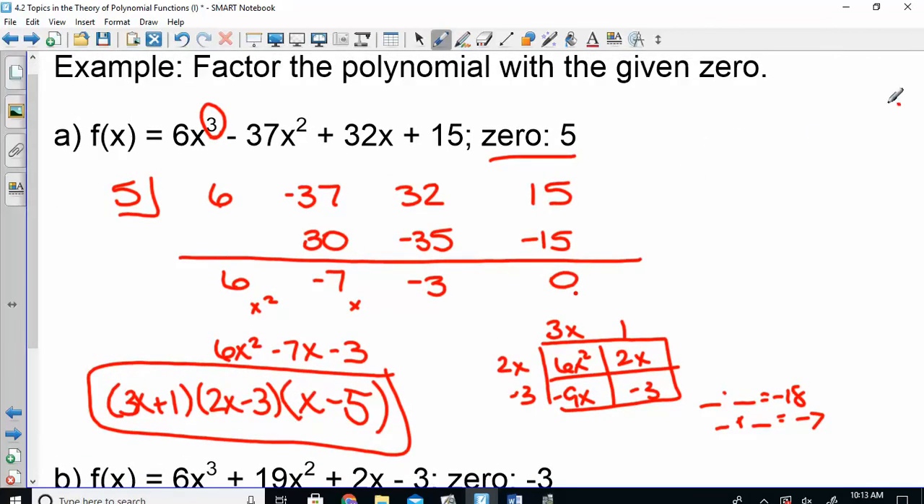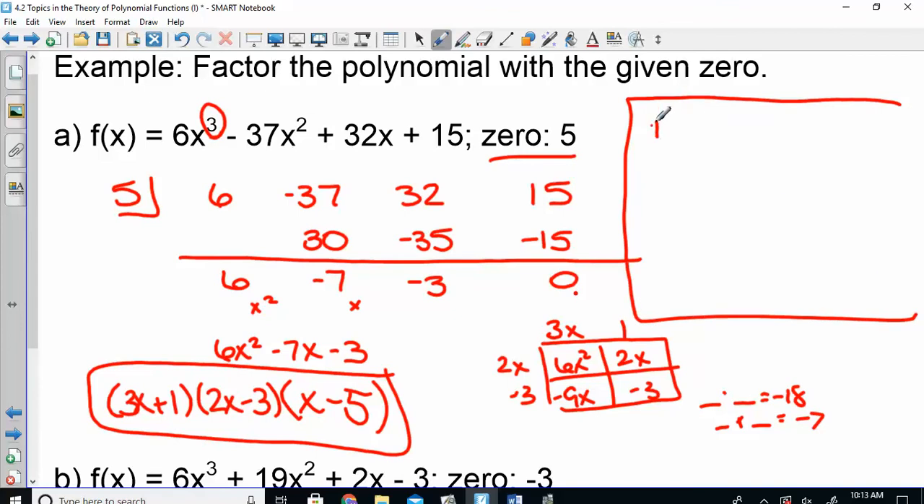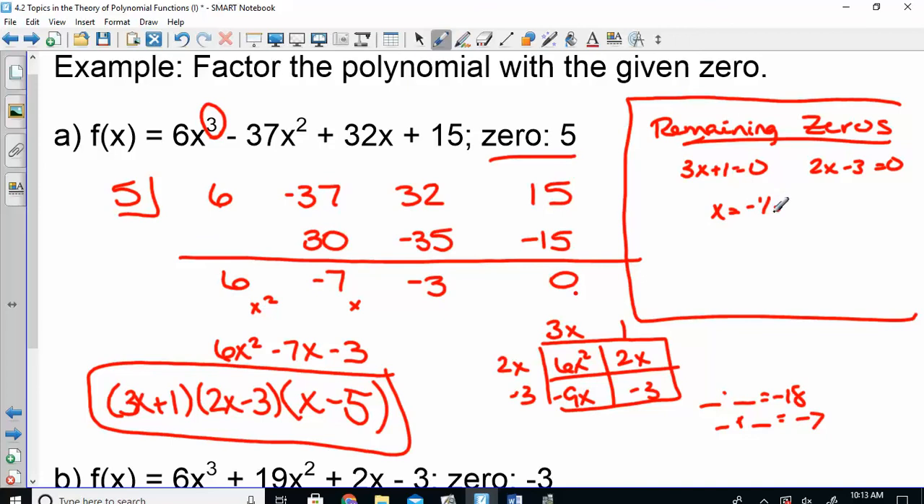What if I had said find the remaining zeros? I gave you the first 0 of 5. What would be the others? You'd have to take those parentheses and set them equal to 0. So you would get a -1/3 and a +3/2.